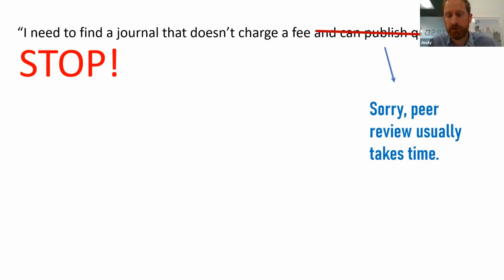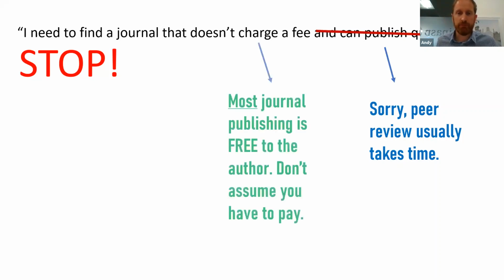You might be able to find a journal that can publish your research in a timely manner, with some rapid publication model, but it might be quite expensive, or you might just be lucky. But generally speaking, if you start looking for a journal that can publish your research quickly, you're probably going to stumble upon a predatory journal. So peer review takes time.